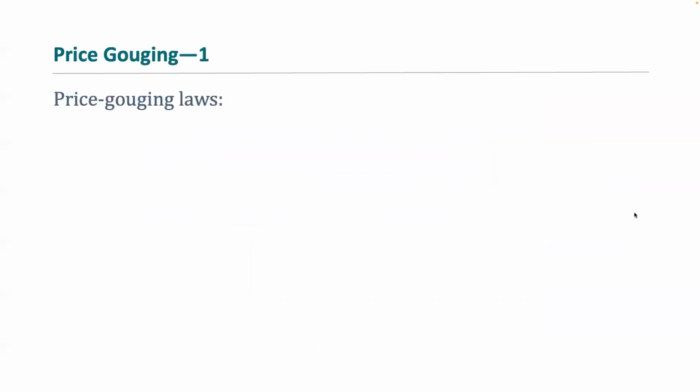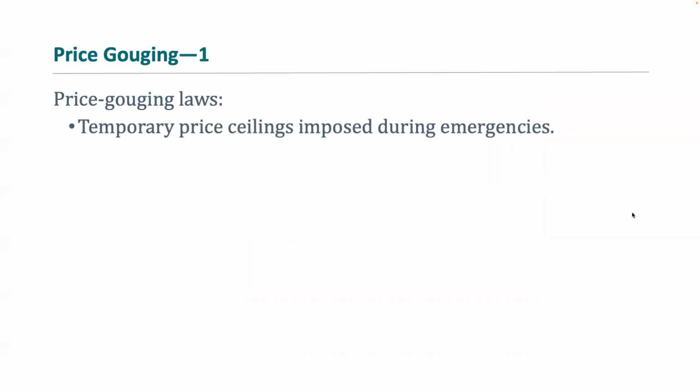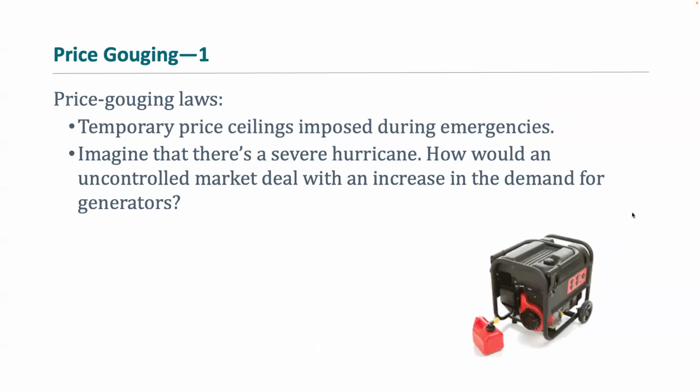The next thing we want to take a look at is price gouging laws. Price gouging laws are just temporary price ceilings that are imposed during emergencies. A good example is to imagine that there's a severe hurricane. In an uncontrolled market, we want to know how they would deal with an increase in the demand for generators.